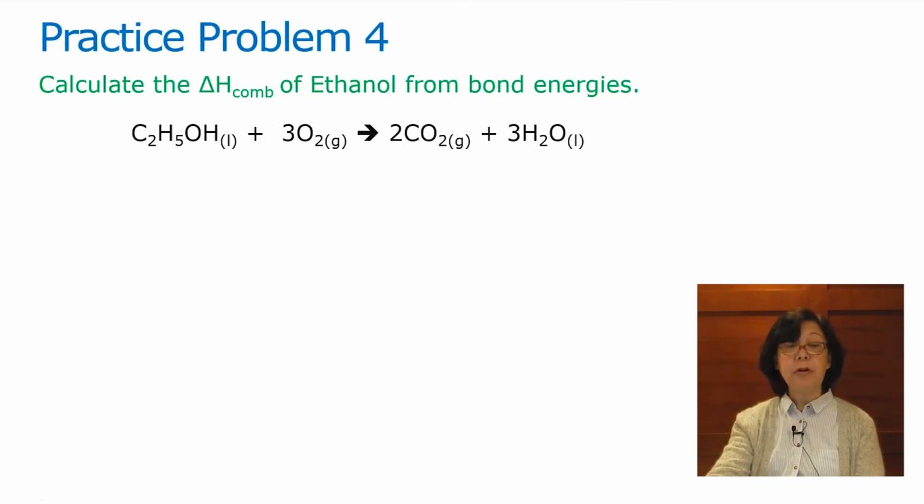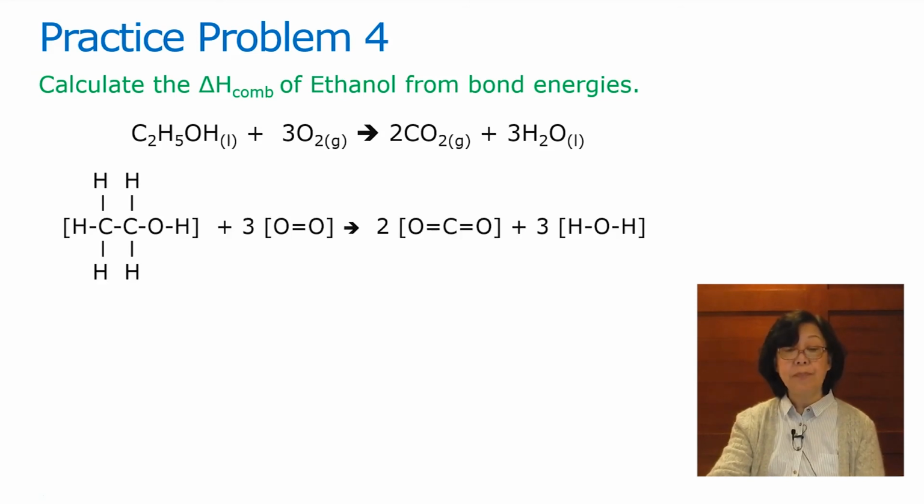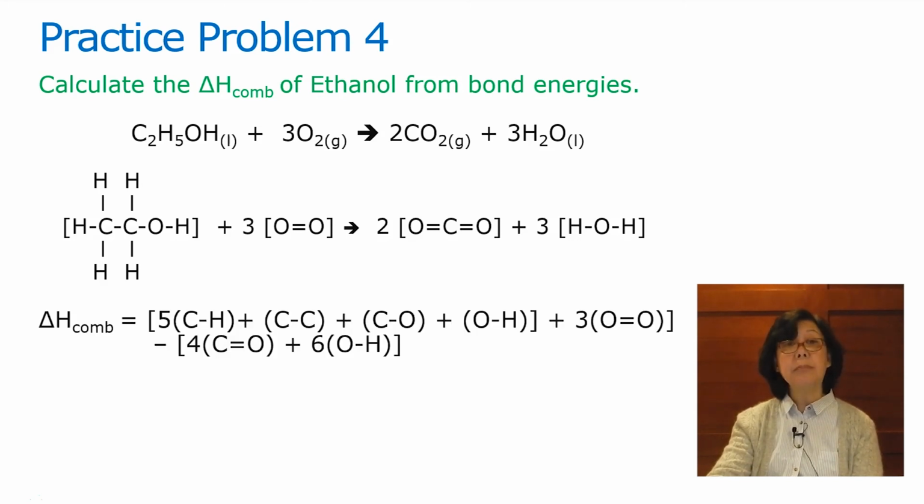Practice problem number 4, find the enthalpy of combustion of ethanol from the bond energy. So first of all, we need to draw the molecules out of the ethanol and a double bond for the oxygen and a double bond for the carbon dioxide and a single bond for that of the water, and multiply that by the number of moles from the coefficient in the balanced equation. Now we count the number of bonds.